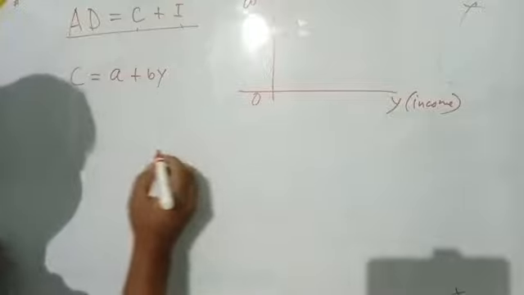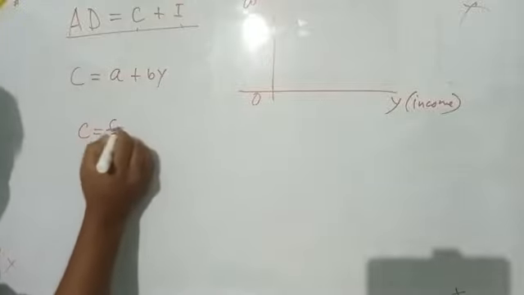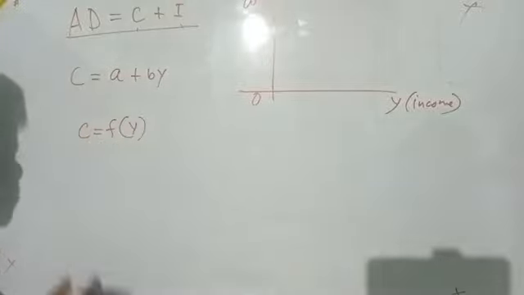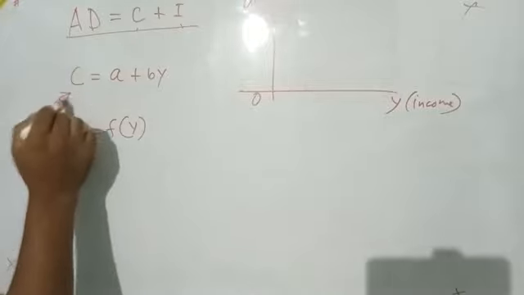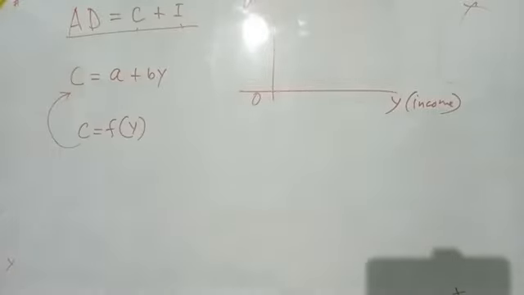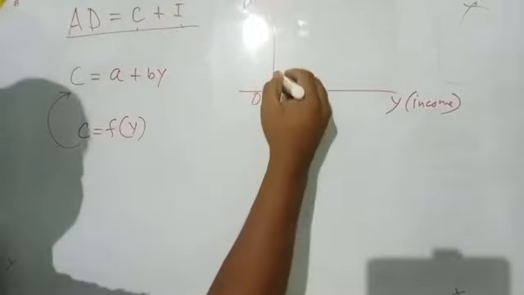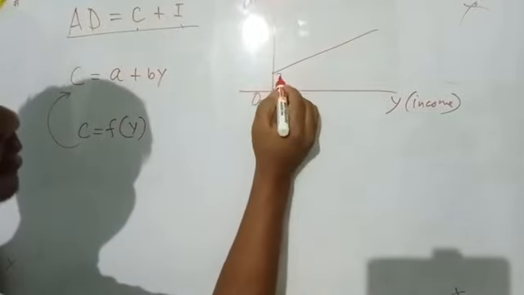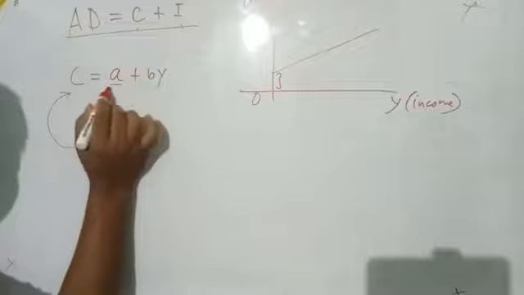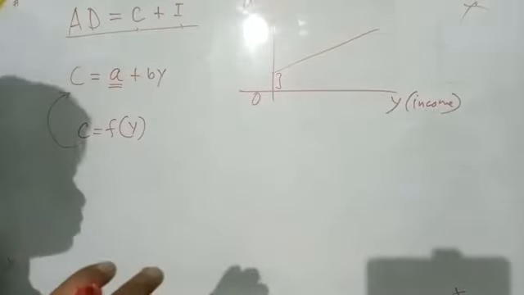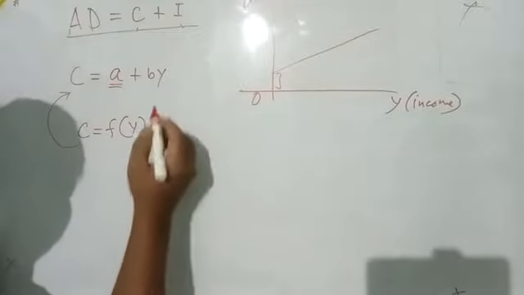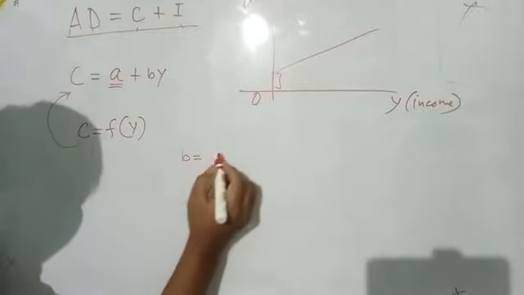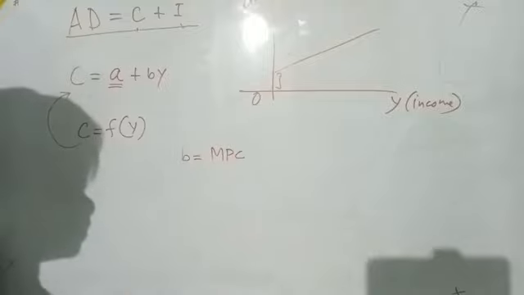Now, we know that C is a function of Y, which means consumption is a function of income, and the full derivation of this C is basically A plus BY. So this curve is looking like this, and this is representing the autonomous consumption. Even if you have zero income, your consumption is this much. This is A. Now, this B is actually MPC, as I have discussed in the class.